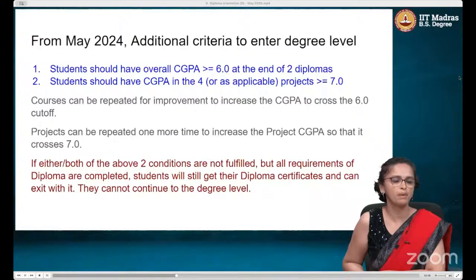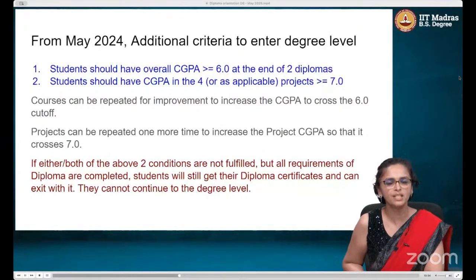In case you are planning to quit the program with diploma certificates, even if you have a CGPA at the end of two diplomas which is less than 6 or a project CGPA of less than 7, we will award the diploma certificates to you. That is not a problem. You will get it from us. You will get the original diploma certificates also.